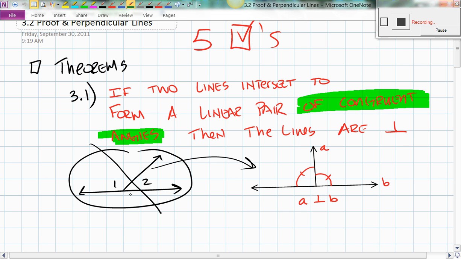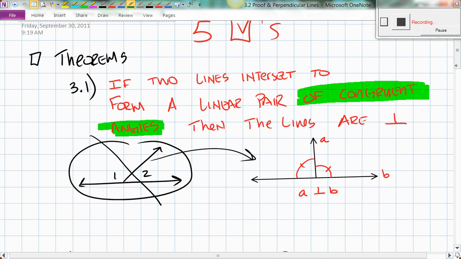So we looked at this one over here and found that, sure, we could create a linear pair out of angle 1 and angle 2, but since angle 1 and 2 are not congruent, that tells me that these two lines right here do not intersect to form right angles. So that's what theorem 3.1 is trying to tell you.